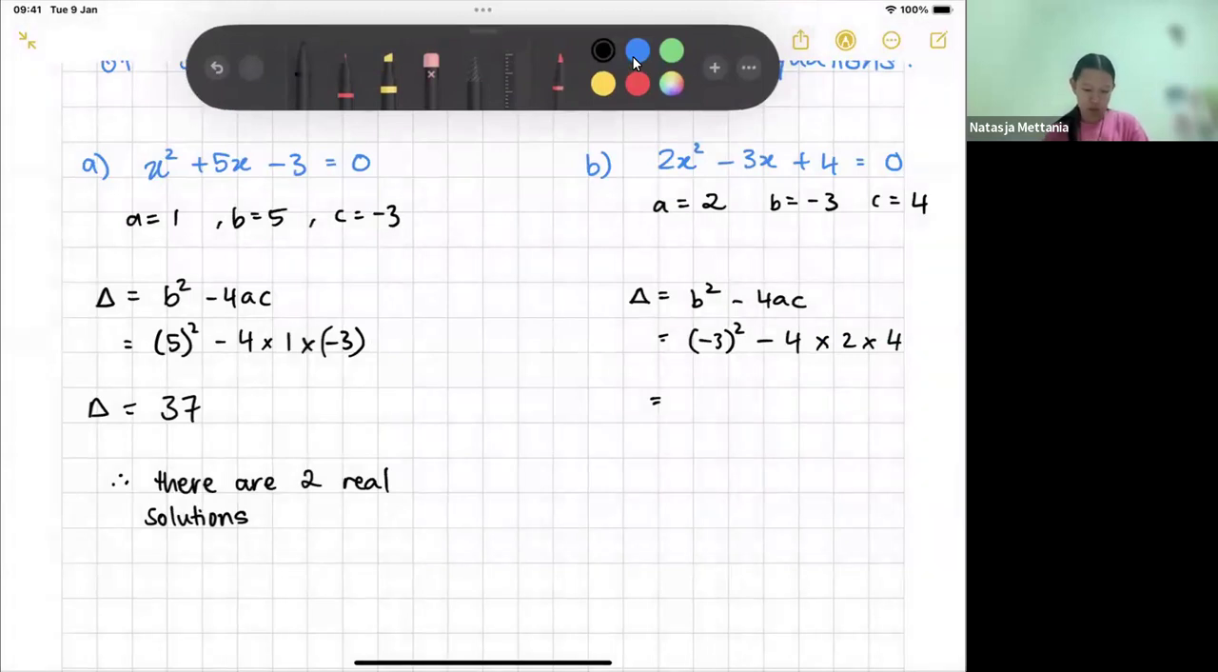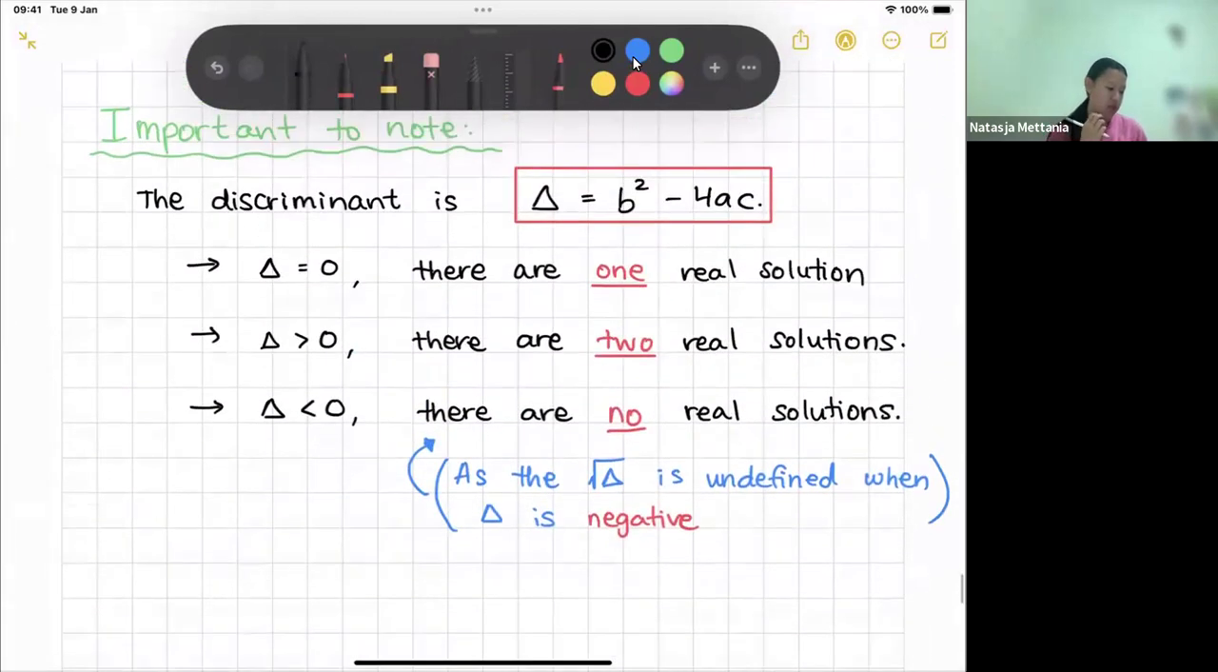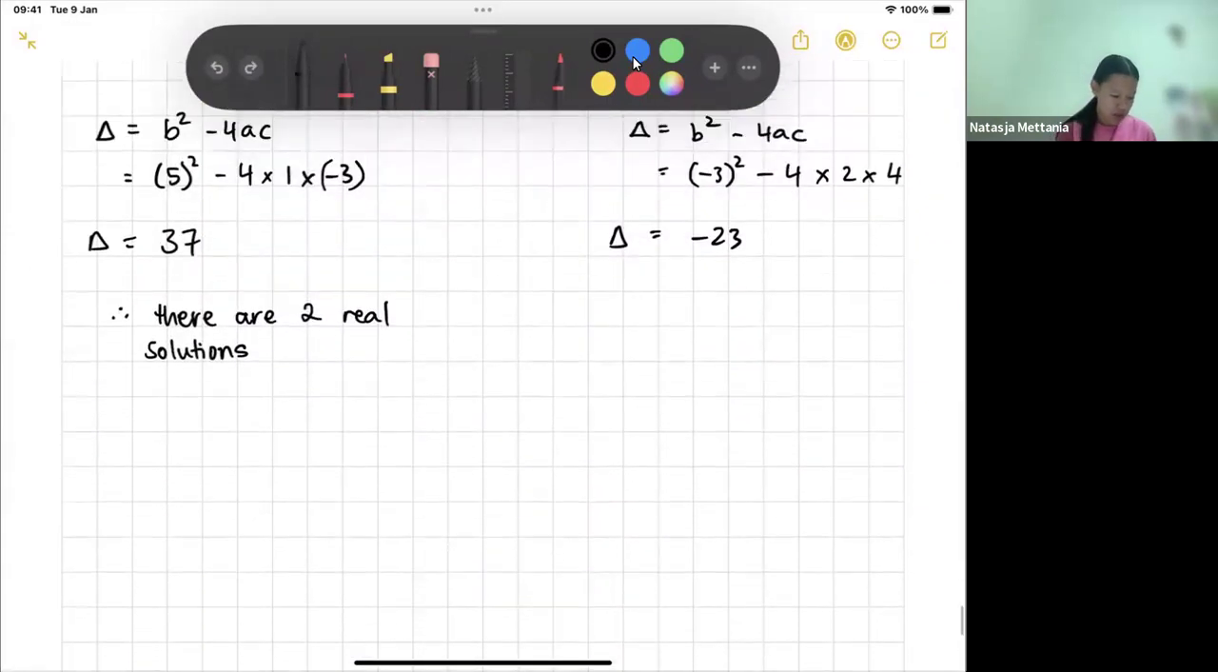4 times 2 times 4. There you go. It should give me -23. My discriminant here is a negative number, -23. What did I say from these 3 points? If the discriminant is less than 0, that means there are no real solutions. So I'm going to write it down: therefore, there are no real solutions.